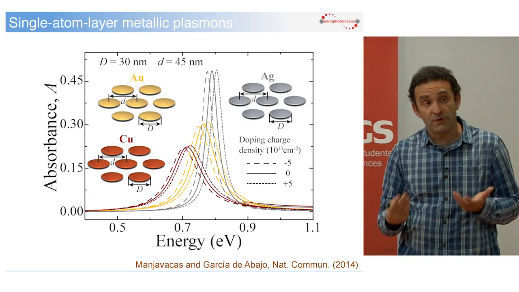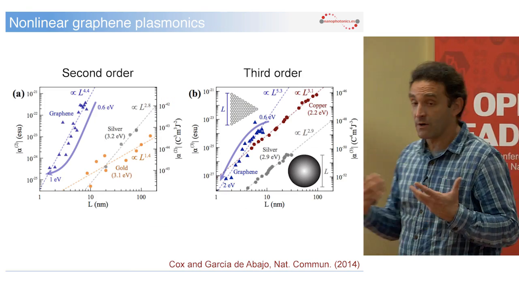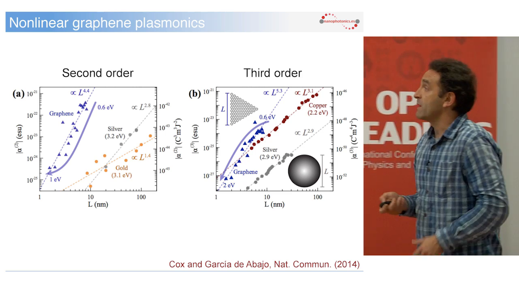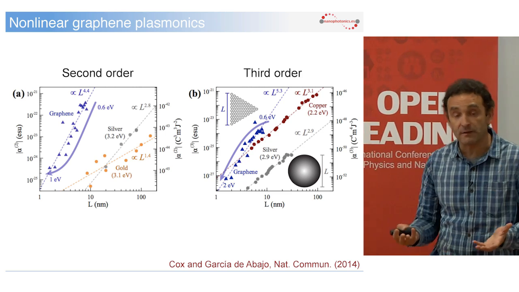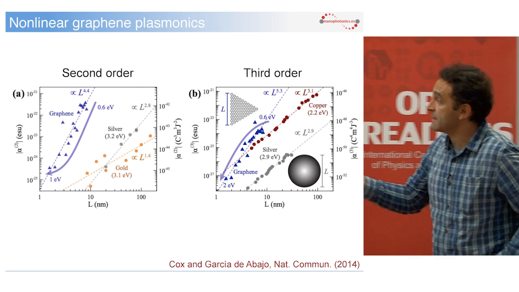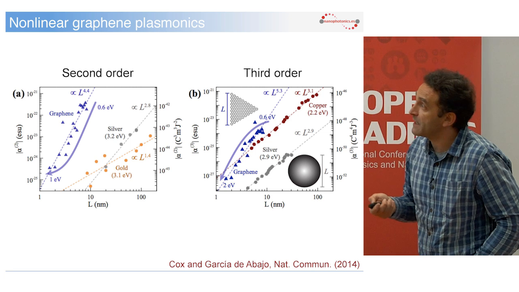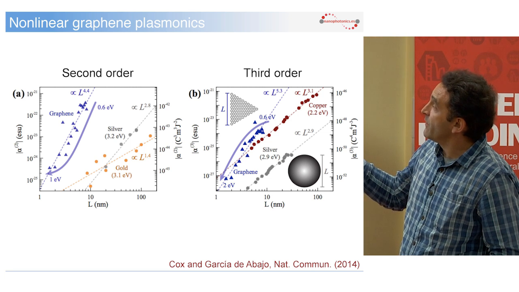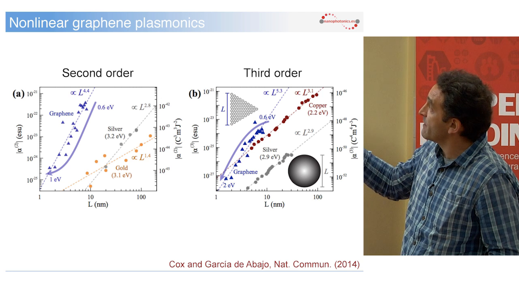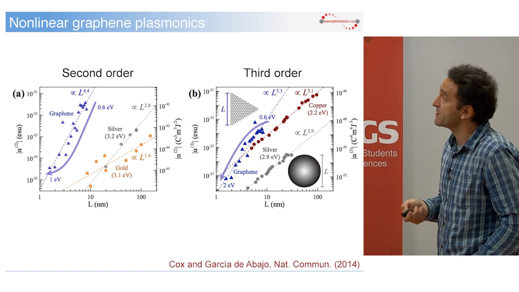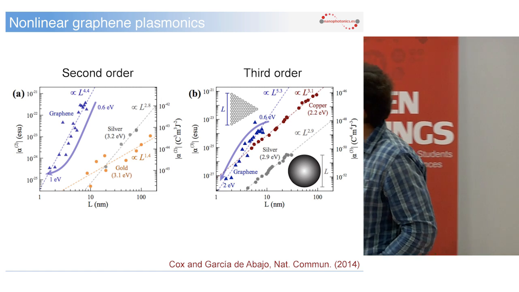Okay. Another feature of graphene is that because the plasmons are so concentrated in space, so the wavelength is very small, they have a high nonlinear response. This is something that Joel Cox from my group has been investigating over the last few years. So, for example, here you have the second order and the third order response, second harmonic and third harmonic response of graphene flakes.